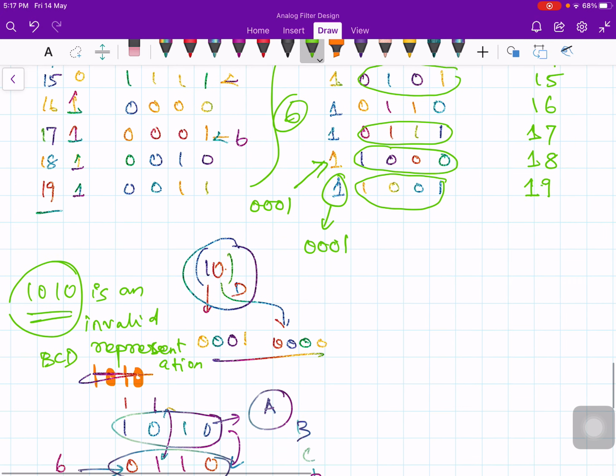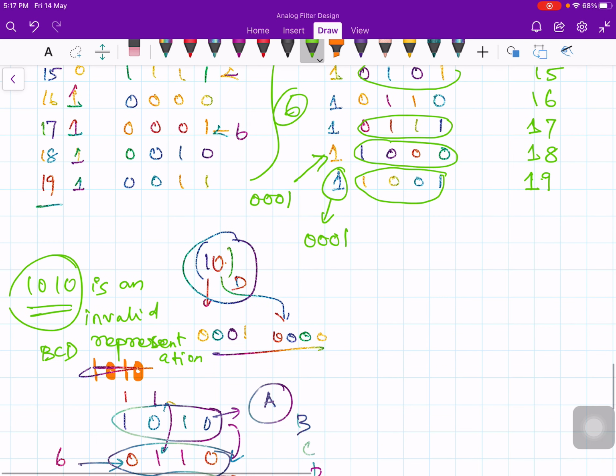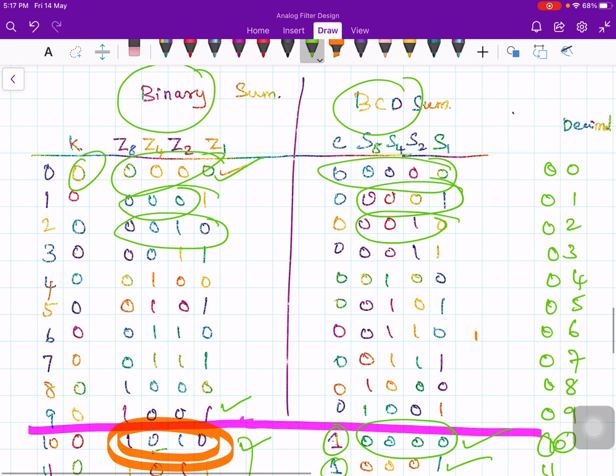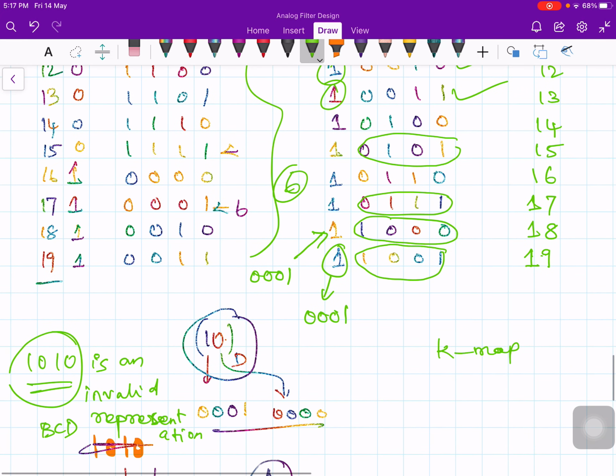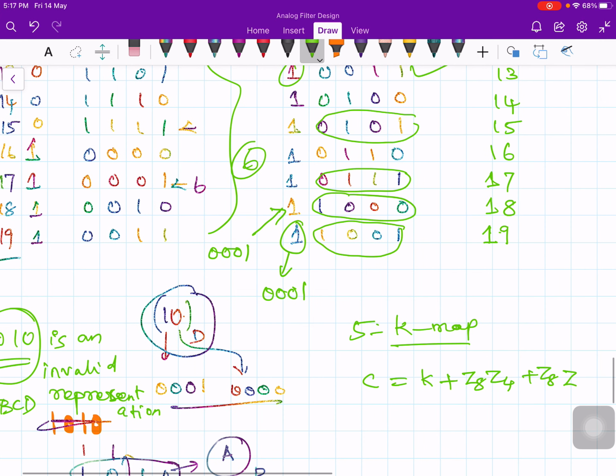So now we need to design a logic circuit that detects the necessary correction, and that can be derived from the entries of the table. For this you can put a K map and simplify the C. This is a 5 variable K map. I think you might have studied this in the previous unit. So you can draw the 5 variable K map and then find the expression for C. If you try to find the expression for carry, then let me write down the answer. You can do it on your own. It's very simple: K plus Z8 Z4 plus Z8 Z2.